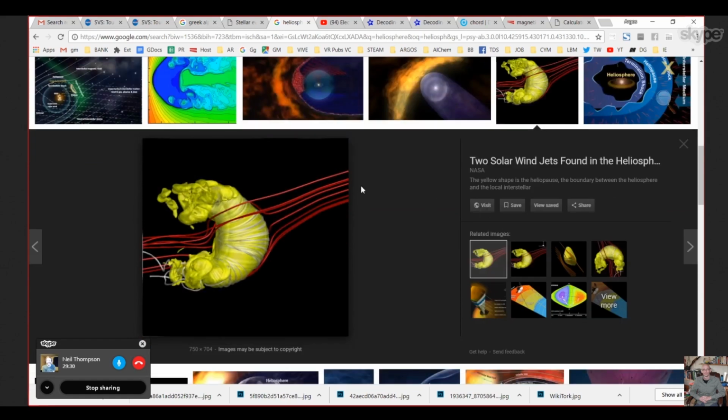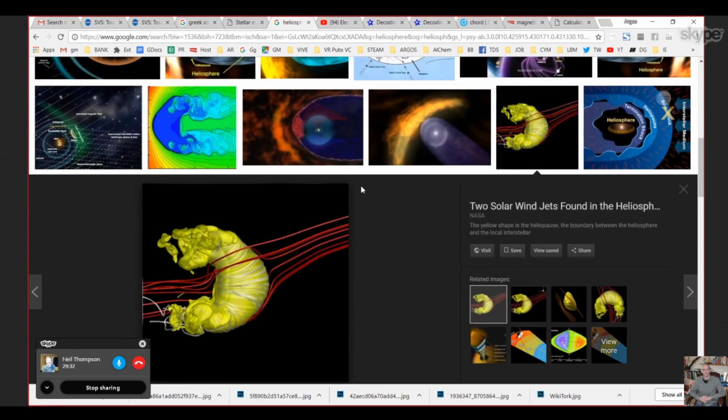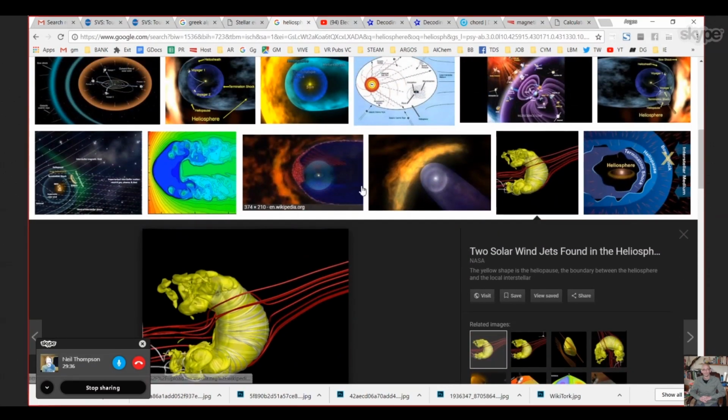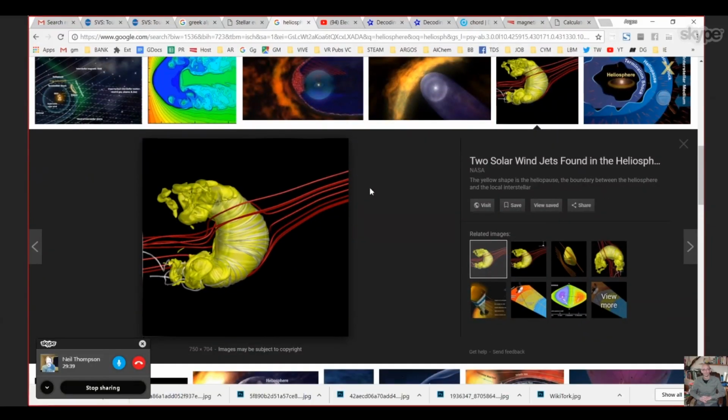You can do that. But ooh, that looks cool. The shrimp guy? Yeah, that's the two solar winds in the heliosphere. So those are the currents that are connecting it. That's nice. You get to see those. Because the heliopause is in the middle.